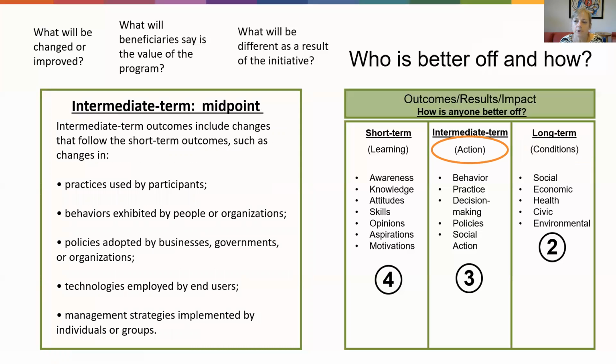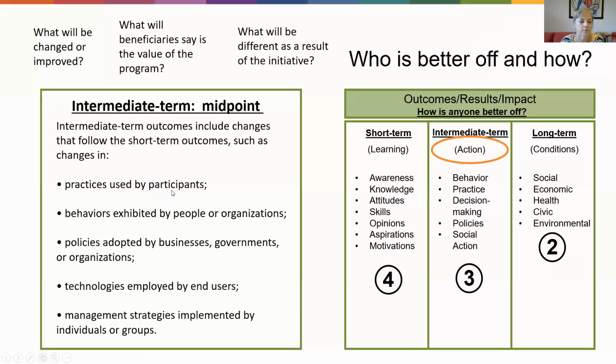For intermediate term outcomes, we're asking the same question: who is better off and how? And again, these questions remain the same: what will be changed, what will beneficiaries say, and what will be different as a result of our initiative. And I like to think about action. What behavior, what action are we looking at to change or to add?